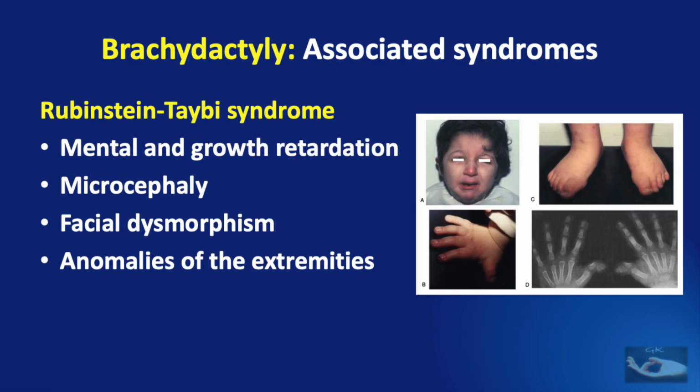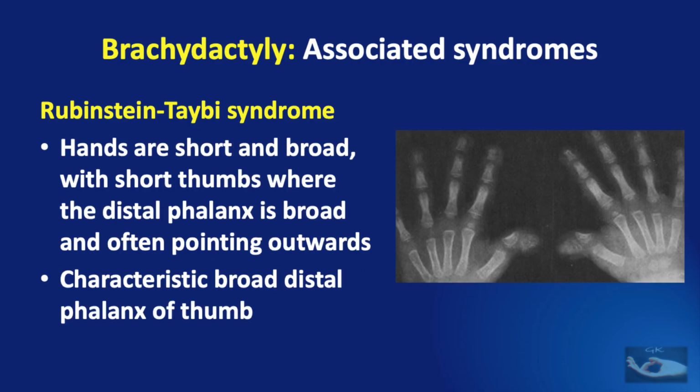Rubinstein-Taybi syndrome is characterized by mental and growth retardation, microcephaly, facial dysmorphism which includes downward and outward slanting palpebral fissures, ptosis and anomalies of the extremities. Also may be seen high arched palate and characteristic broad nasal bridge. The hands in such patients are short and broad with short thumbs where the distal phalanx is broad and often pointing outwards.